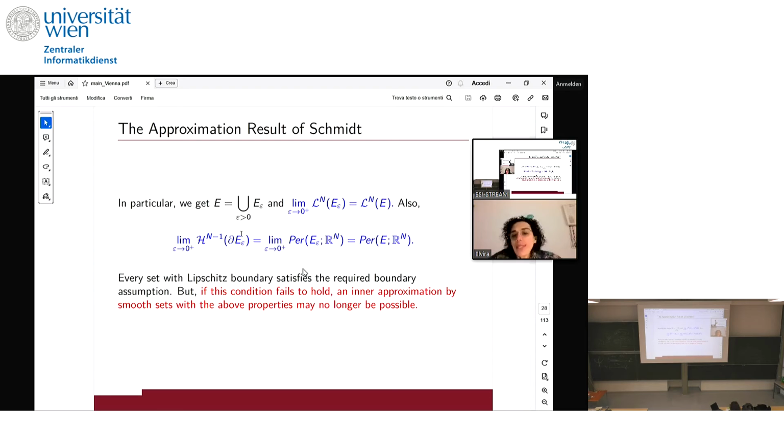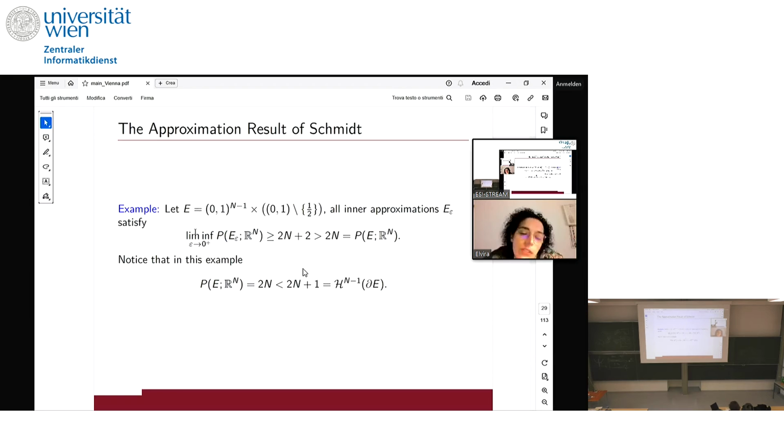So, and in fact, is what I was saying. And also, it happens that, of course, there is L1 convergence of the characteristic function of E epsilon to the characteristic function of E. Of course, there are a wide class of sets for which this happens, and in this class there are Lipschitz sets.